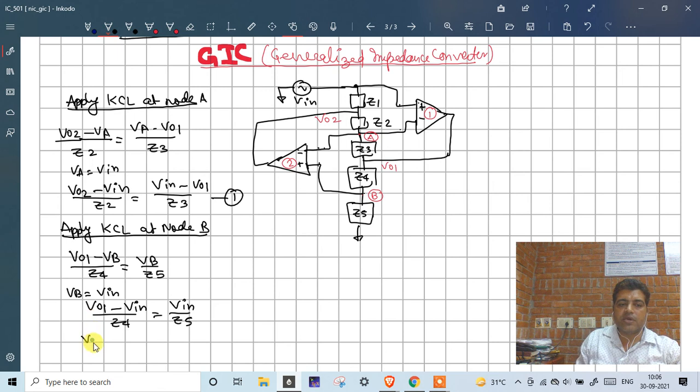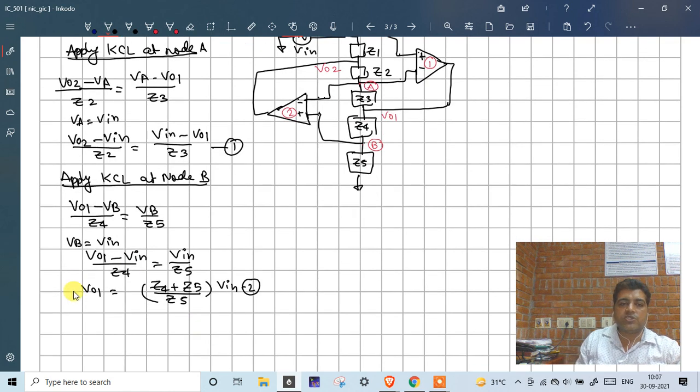So from this we can write V01 is equal to (Z4 plus Z5) divided by Z5 into Vin. So this is my equation number 2. So equation 2 says that V01 is equal to (Z4 plus Z5)/Z5, because I am turning to this side. So Z4 is going to be cancelled. So this is my equation 2.